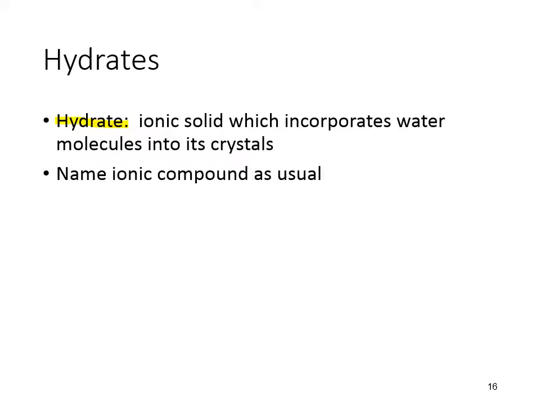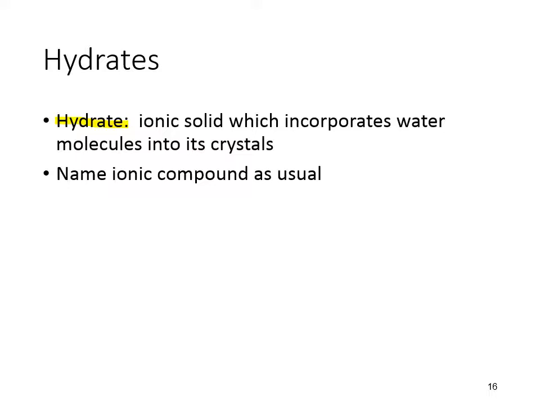We'll see an example of it in just a second. When you see a hydrate, name it just like any other ionic compound. Give the name of the cation, including Roman numerals when necessary, and then give the name of the anion. For the water part of the hydrate, you're going to use the word hydrate to represent the waters, and then you also are going to put a prefix in front of hydrate to say how many waters were in the formula.